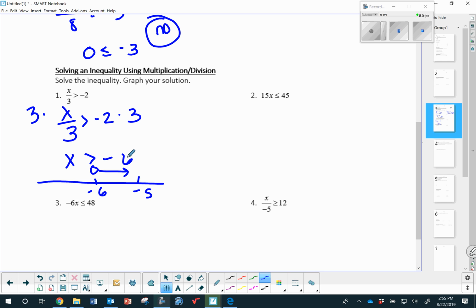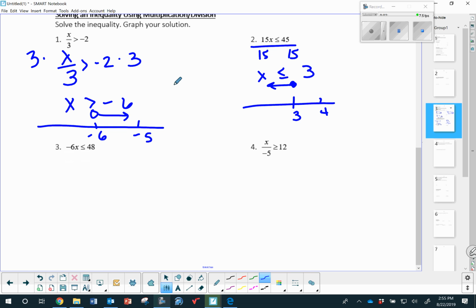With number 2, I need to isolate that variable, and to do so, I'm going to divide both sides by 15. When I do that, I get x is less than or equal to 3. Again, let's graph it. Because it's a equal to, I know I have a closed dot, and x is less than 3, so my arrow points to the left.